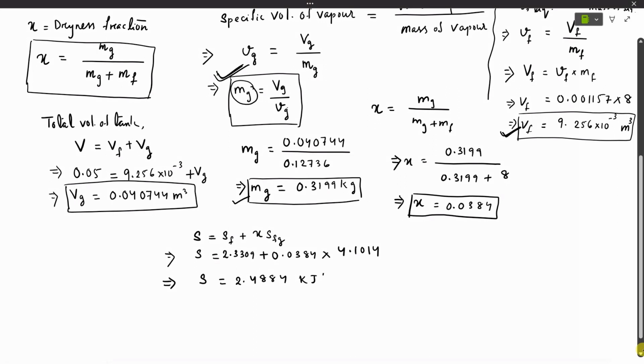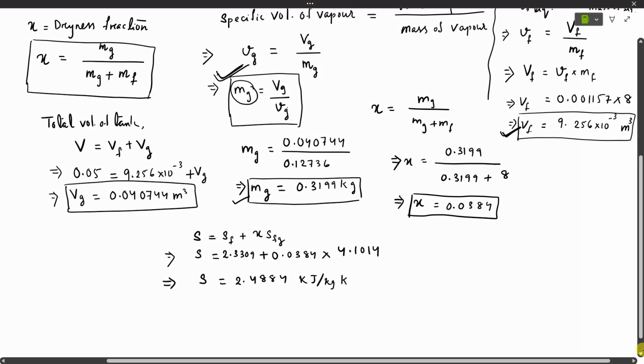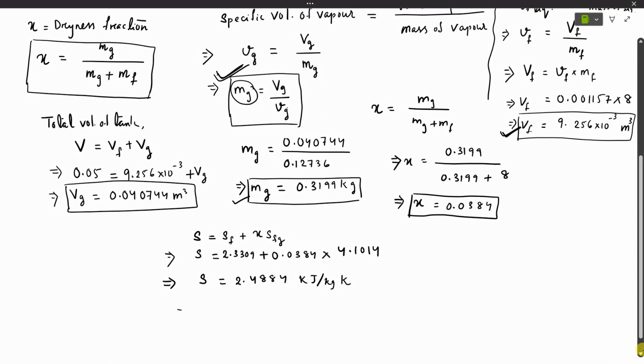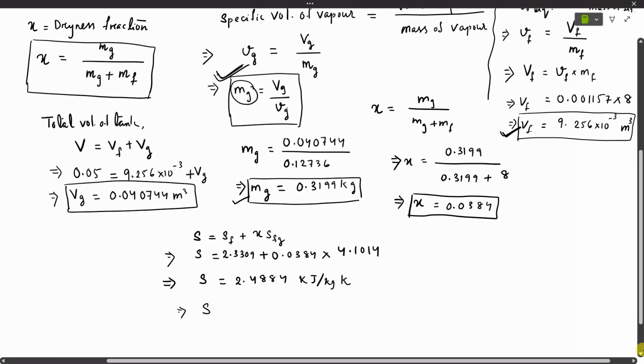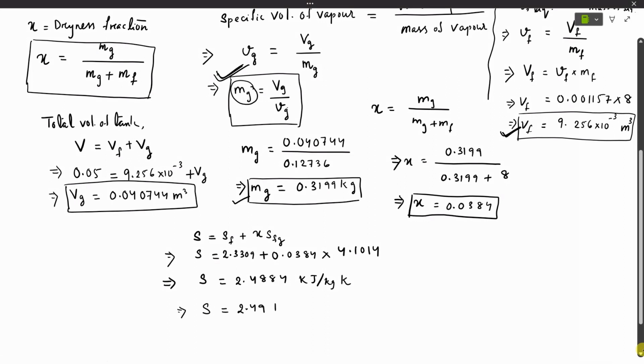But in the question it is mentioned that correct up to 2 decimal places. So we can write down up to 2 decimal places. So S equal to 2.49 kilojoule per kg Kelvin. So this one is the final answer for the given question.